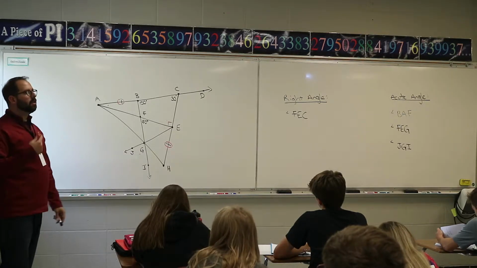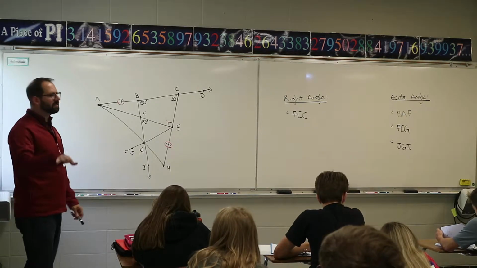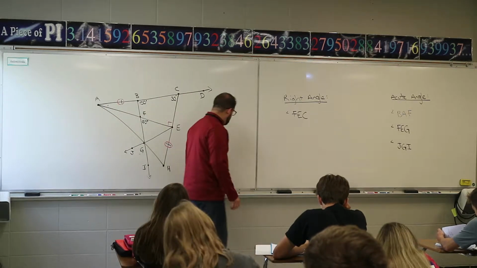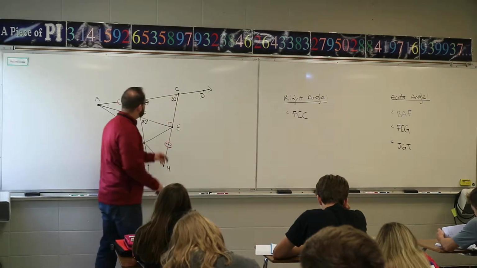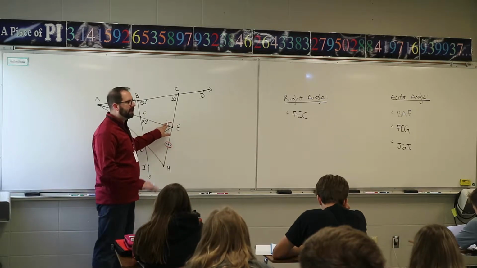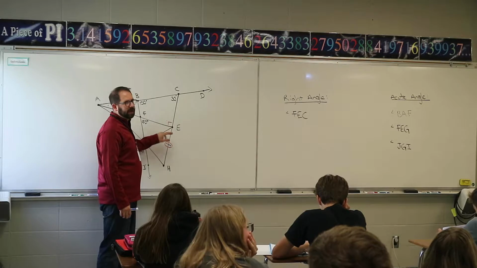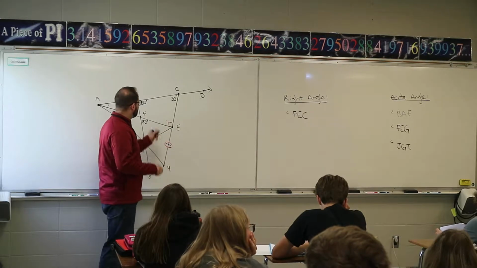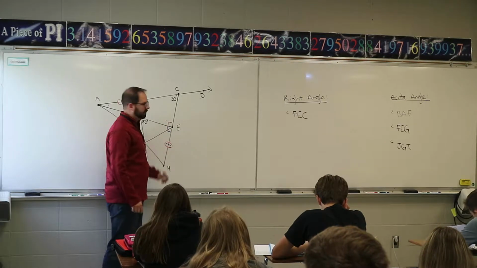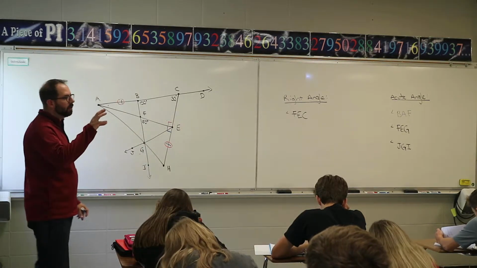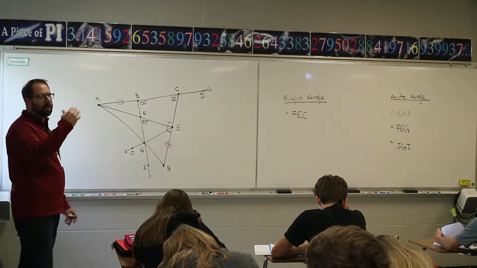Now, here's the thing you also need to know. This is something we did not discuss yet. This is brand new. Anytime your picture gives you a 90-degree perpendicular symbol, the right angle symbol, the angle next to it is also 90. So this angle right here is also 90 degrees. You need to know that. That's something that's automatic.